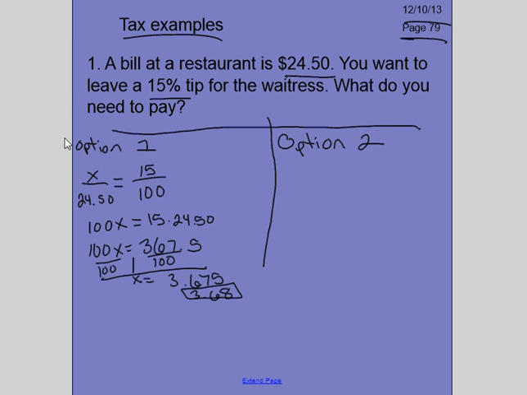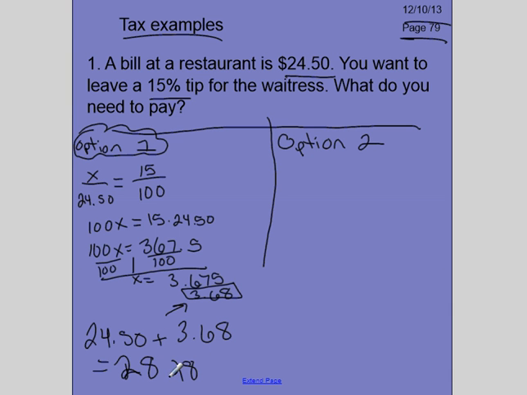The second step for option one is that we then have to add this to our original price. So our original price was $24.50. I'm going to add the 15% tip, which is $3.68. And that is going to end up giving me $28.18, and that's the total cost of the bill.